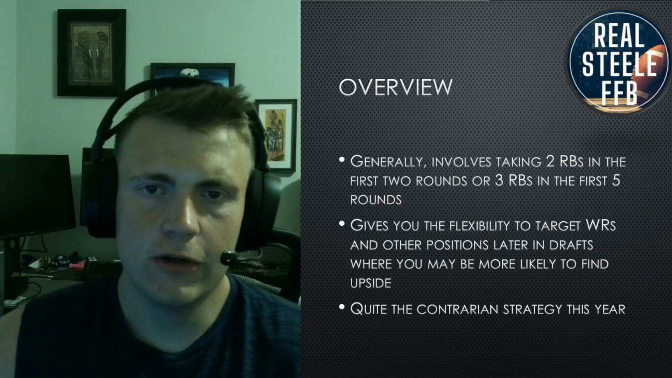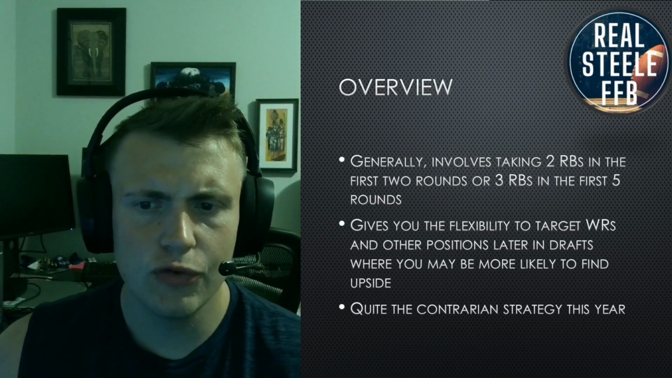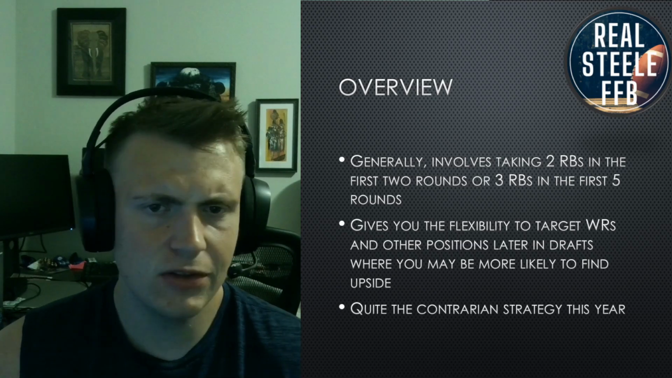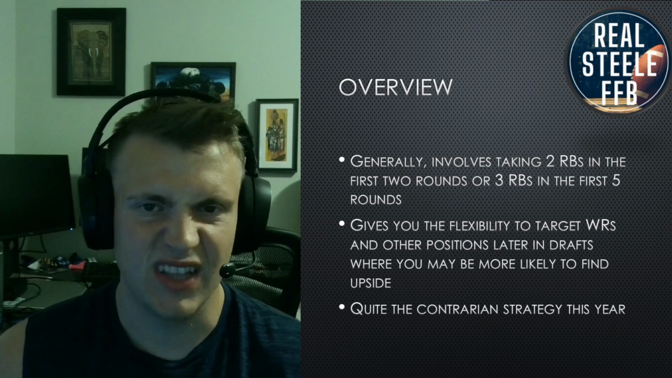So as a general overview for the robust RB draft strategy, just for those of you who don't know, it generally involves taking 2 running backs in the first 2 rounds or 3 running backs in the first 5 rounds of your draft. It gives you the flexibility to target wide receivers and other positions later in drafts where you might be more likely to find upside.